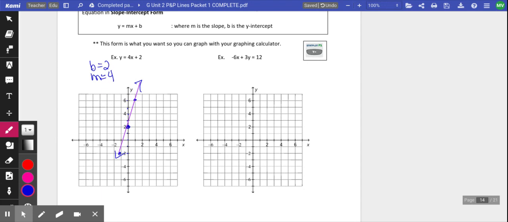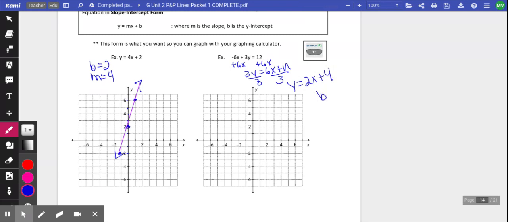Now to graph negative 6x plus 3y equals 12, what I should do is add 6x to both sides because I need to get y by itself. Then I get 3y equals 6x plus 12. And then I divide everything by 3. So that becomes y equals 2x plus 4.